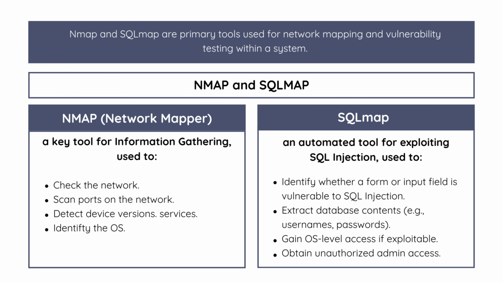Nmap, or Network Mapper, is a key tool for information gathering. It is used to check the network status, scan ports on the network, detect device services and versions, and also identify DOS. SQLmap is an automated SQL injection tool that helps you to identify vulnerable input fields, extract database contents, gain OS level access if exploitable, and gain unauthorized admin access.